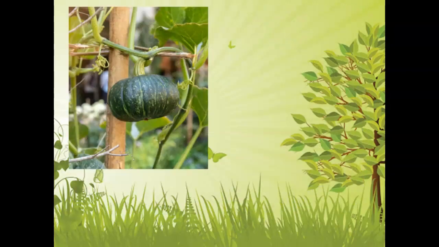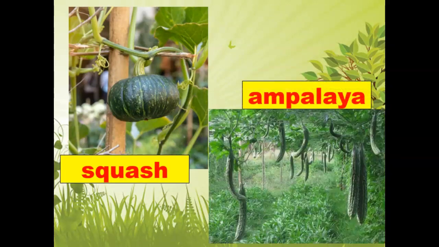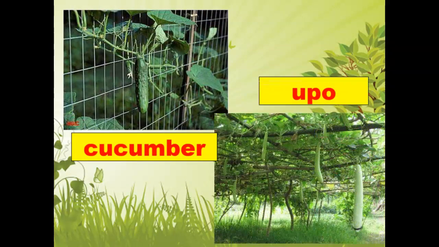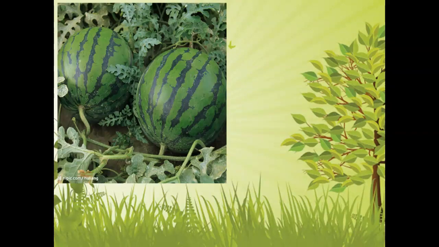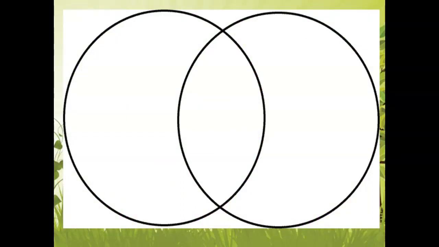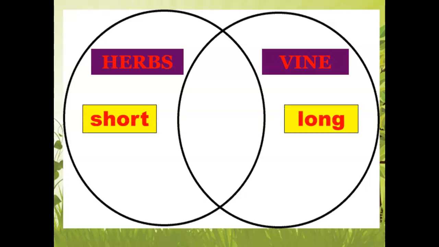Here are some examples of vines. We have squash, ampalaya, cucumber, upo, watermelon, grapes. Now, let's use again the Venn diagram to see the differences and similarities of herbs and vines. Herbs, they are short plants, while vines, they are long plants. And they both have soft stem.